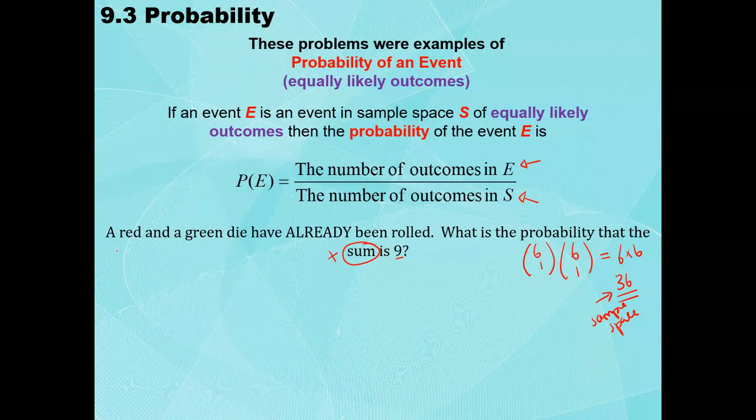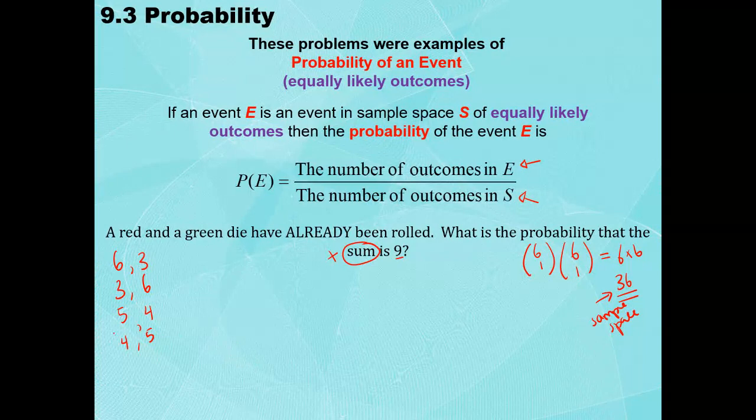Let's think through it. If I have two dice, I could get a 6 and a 3, or a 3 and a 6. Think of them as die 1 and die 2. What else could happen? I could get a 5 and a 4, or a 4 and a 5.